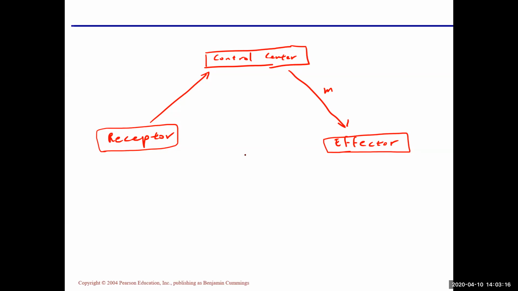Because we have control over the effectors, this is known as the somatic nervous system. The somatic nervous system is mostly involved in the things that we have control over, okay? Now, what we're going to get at is the differences between the somatic nervous system versus the autonomic nervous system.